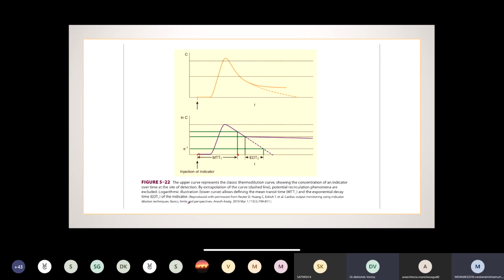Can you tell us on this graph how are we calculating extravascular lung water, intrathoracic thermal volume and pulmonary thermal volume? Okay, sir. The intrathoracic thermal volume is calculated by using cardiac output into mean transit time, and the pulmonary thermal volume is calculated by cardiac output into exponential decay time. Okay.